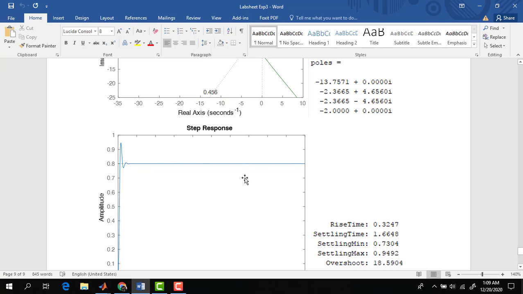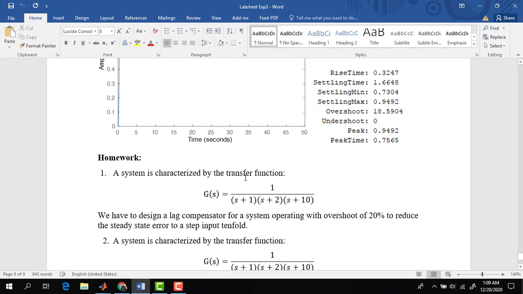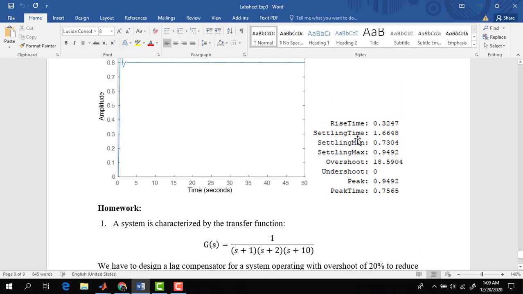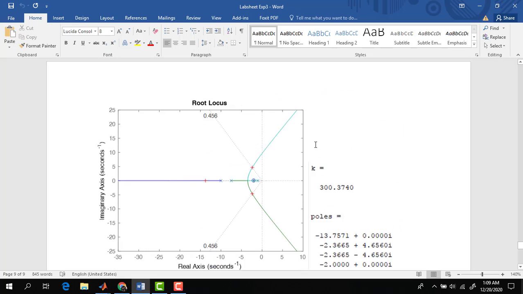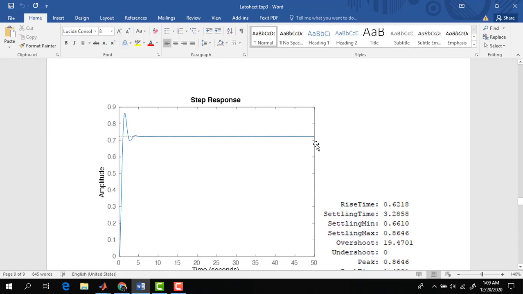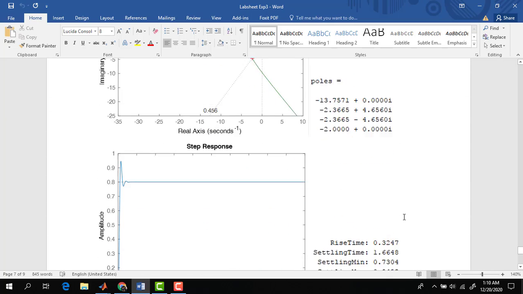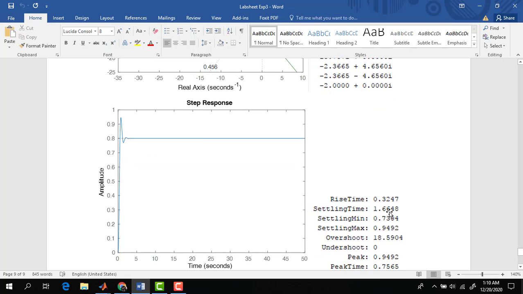Settling time should improve, sorry. So the settling time here is 1.6648, and for the previous case the settling time was 3.2858. So you can see there is a fair amount of decrease in settling time. Actually, improving settling time means you are decreasing the settling time, because the sooner it settles, the better it is. So for the uncompensated system, the settling time is 3.28, and if I divide it by 2, it will be something like 1.6. For our compensated system, the settling time is 1.66, so our design is pretty accurate.